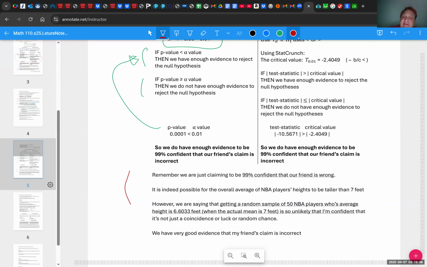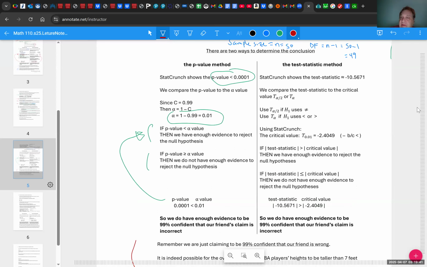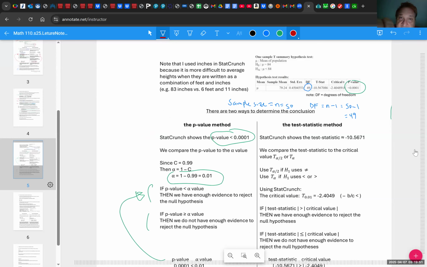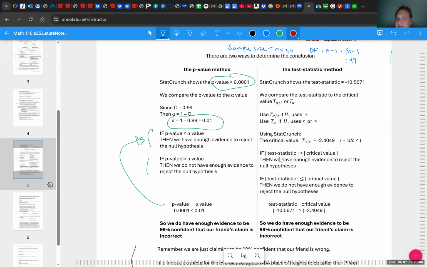And the test statistic method is just the same thing with the same conclusion, except we're comparing two different things. With the test statistic method, we compare the test statistic with the critical value. The test statistic is right here. It's the negative 10.56. The critical value is right here, negative 2.4. And I'm just comparing those two, right? So if the test statistic is bigger than the critical value, then we have enough evidence to reject. If the test statistic is less than the critical value, we do not have enough evidence.